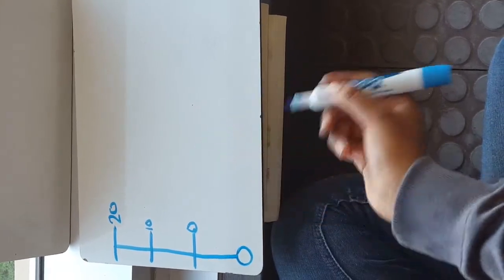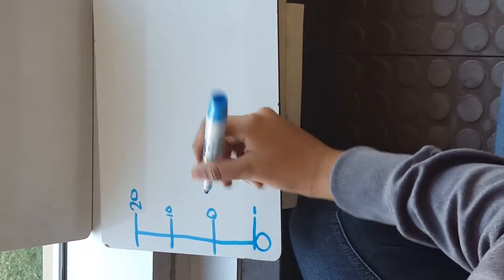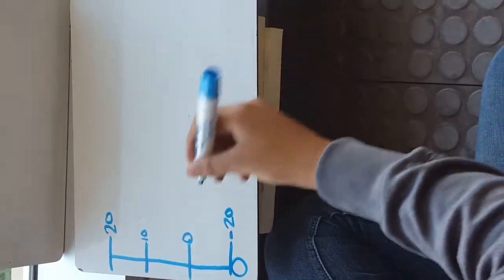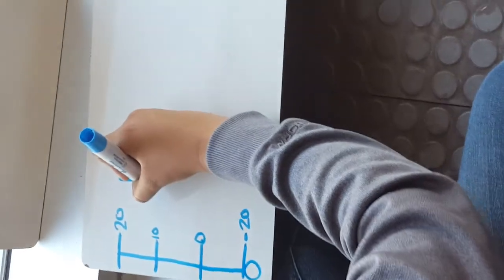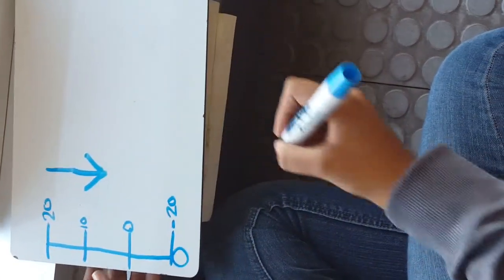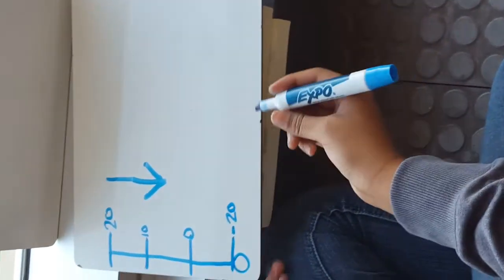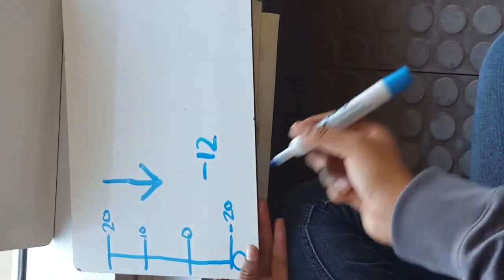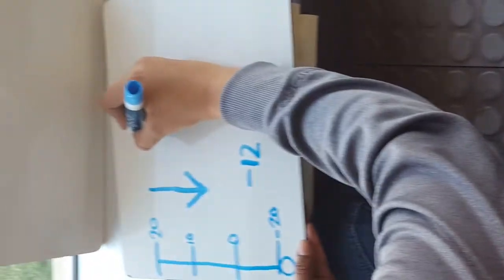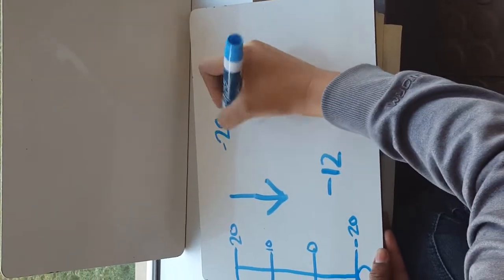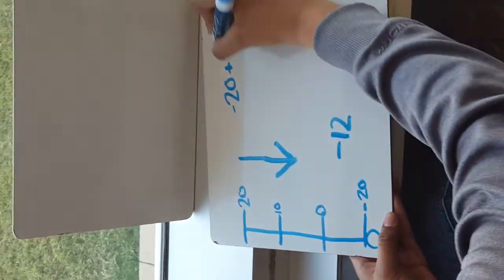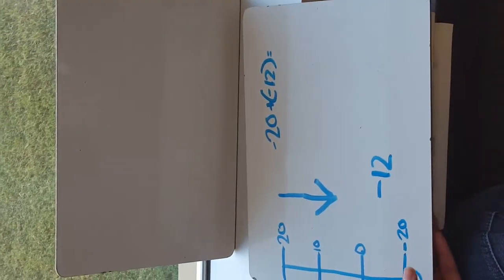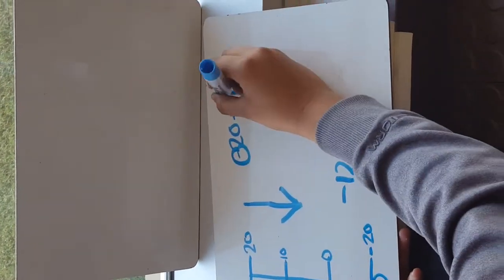So if it goes down to 20 negative, it'll be right here. So if it drops, that means it's going down another 12 degrees. So that means it'll be going down -12 degrees. So if the temperature is already -20, and then you have to add -12, you're going to end up with a negative number because they're both negative.